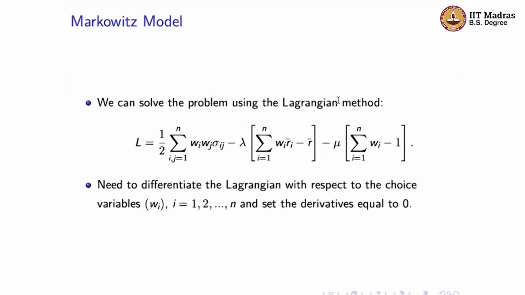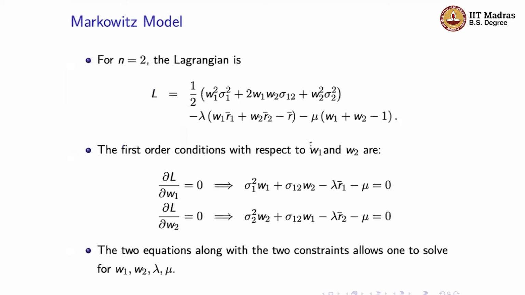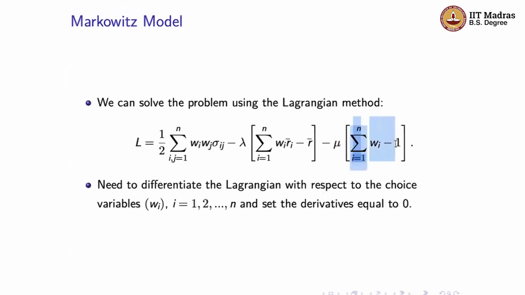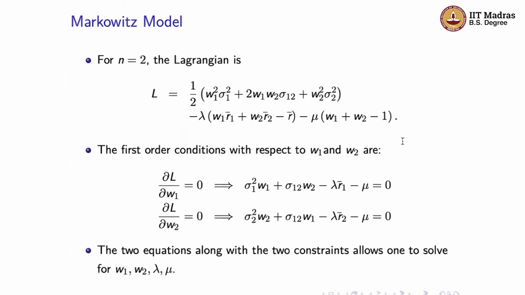The first constraint that you have, summation Wi Ri bar minus R bar, is nothing but W1 R1 bar plus W2 R2 bar minus R bar. And then again, you have also this constraint that W1 plus W2 minus 1 has to be equal to 0, right? So that is this aspect of the Lagrangian that we have written down. Now, we want to take the derivative with respect to W1 and set it equal to 0.